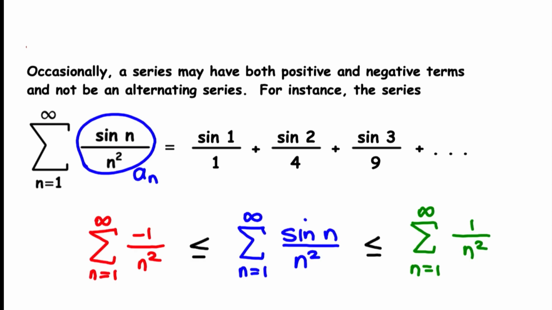All right, here's my setup for the squeeze theorem. We know that sine of anything has to stay between 1 and negative 1. So the entire blue summation would have to stay between the red and the green summations. But red and green are both converging p-series from earlier in the chapter. And since they both converge, and blue has to stay between them, blue will also converge. So we figured that out by using a combination of squeeze theorem and p-series.